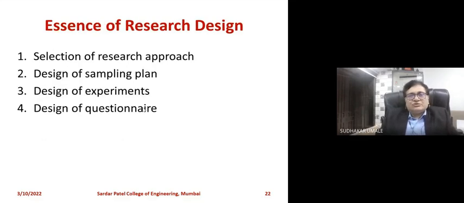So what is the essence of research design? These are the four important essences of research design. First is selection of research approach. I will discuss later what exactly a research approach is and how to select it. Then design of sampling plan, design of experiments, and design of questionnaires. We'll discuss them one by one.